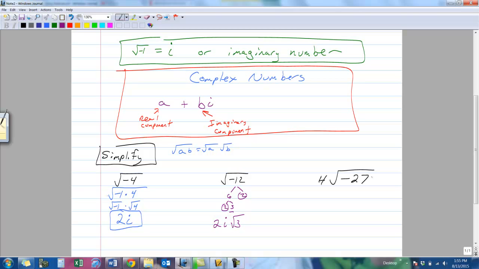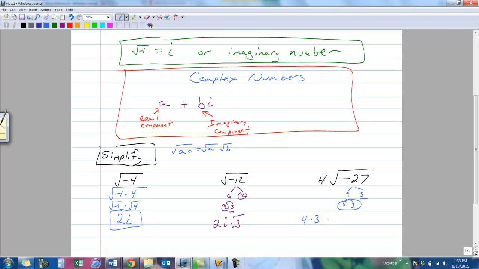All right, let's talk about 4 root negative 27. Make a tree with negative root 27. 9 and 3. 3 and 3. What can come out? Well, we already got 4 out. A 3 can come out.